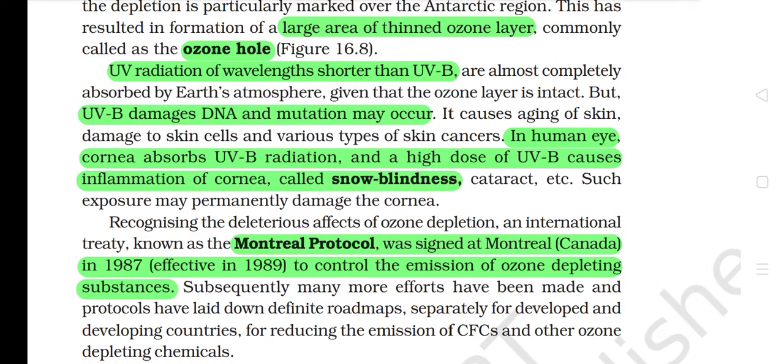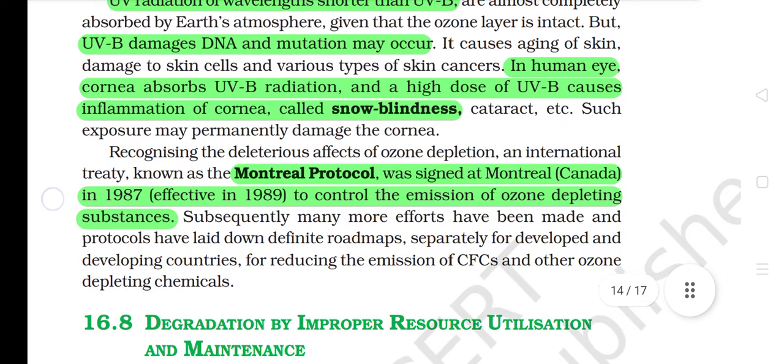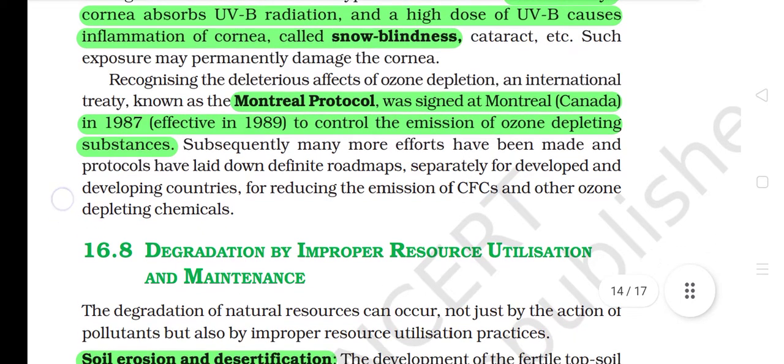It causes aging of skin, damage to skin cells, and various types of skin cancers. In the human eye, cornea absorbs UVB radiation, and a high dose of UVB causes inflammation of cornea called snow blindness, cataract, etc. Such exposure may permanently damage the cornea.